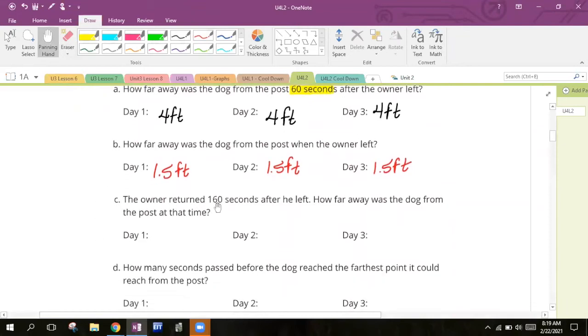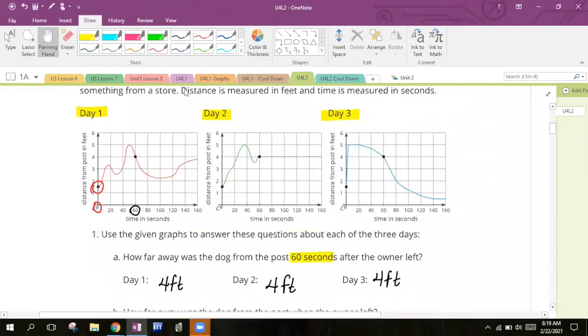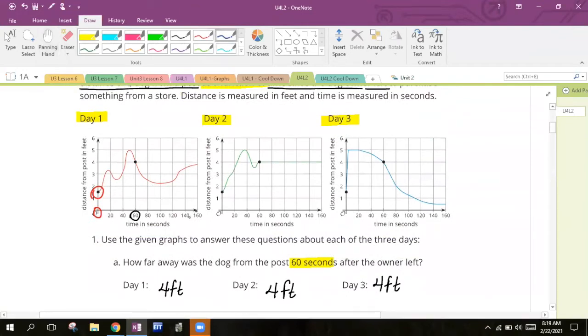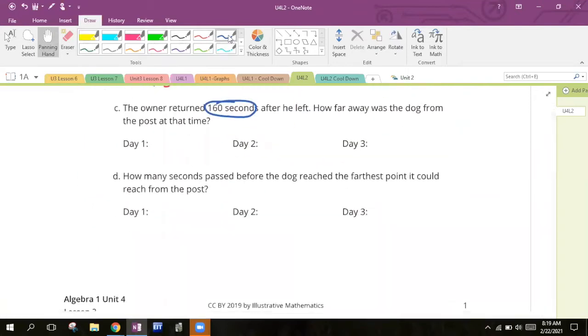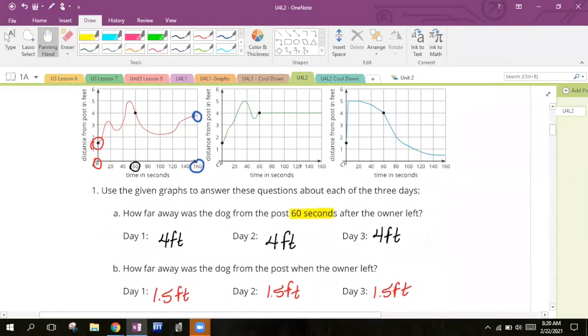C, the owner returned 160 seconds after he left. How far away was the dog from the post at that time? Okay, so on day 1, at 160 seconds, how far away was the dog? About 3.75 feet. It's about right there. Yeah, about 3.75. I agree with that. If you have something around there, then you're good. All right, day two at 160 seconds. 4 feet. He was at 4 feet.